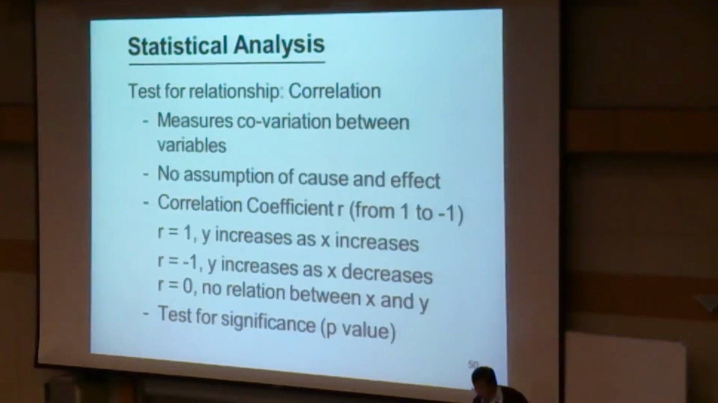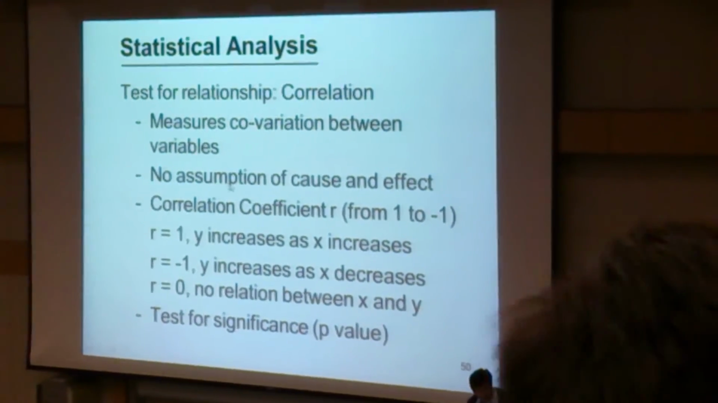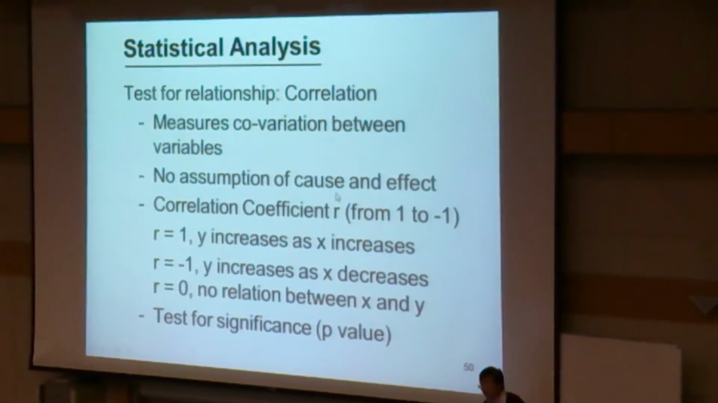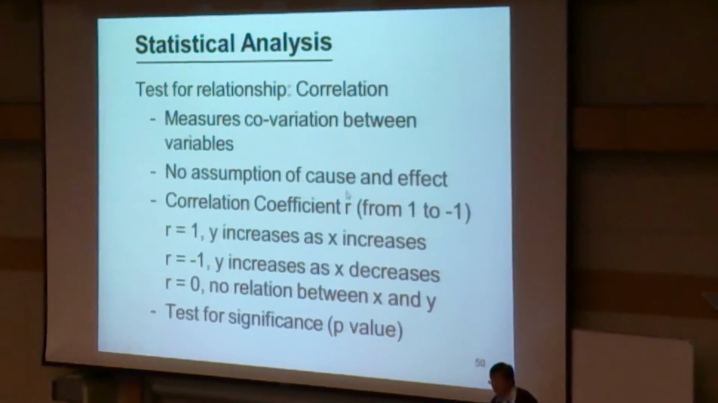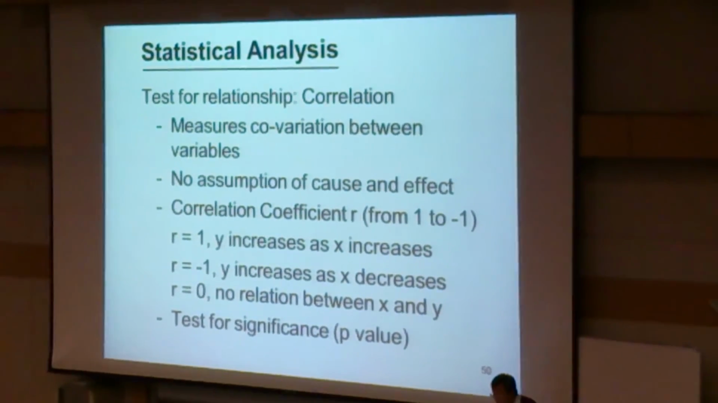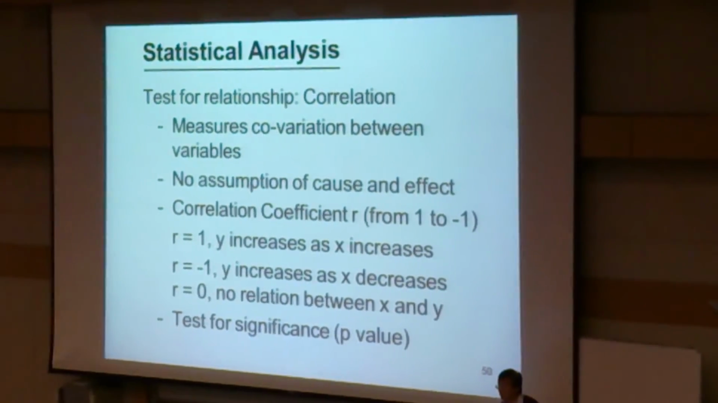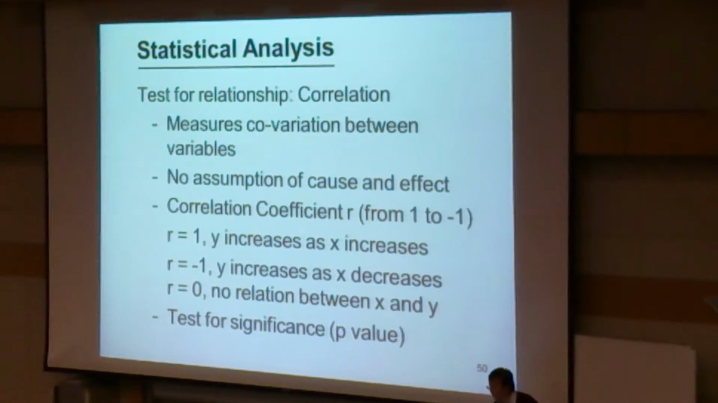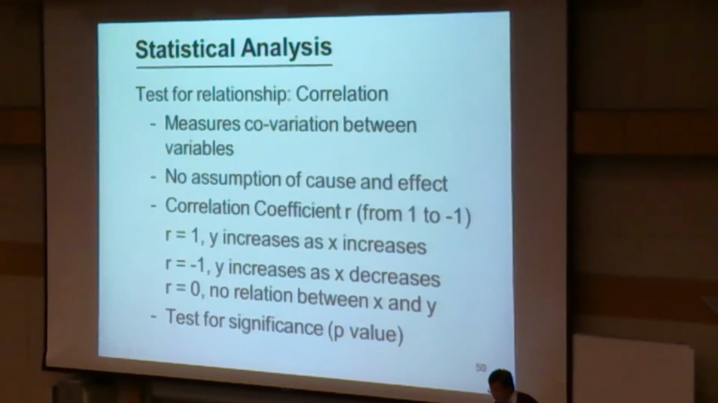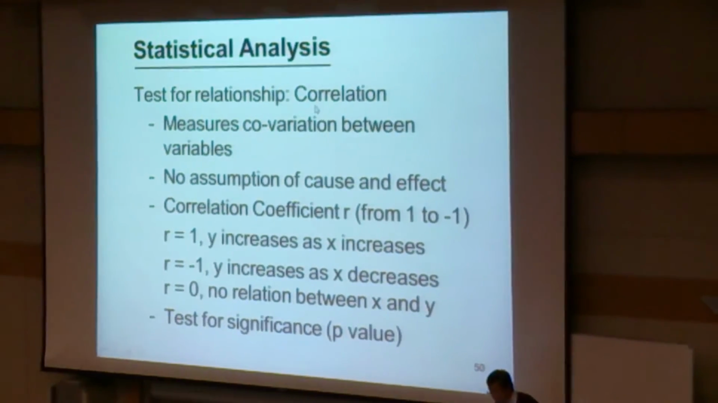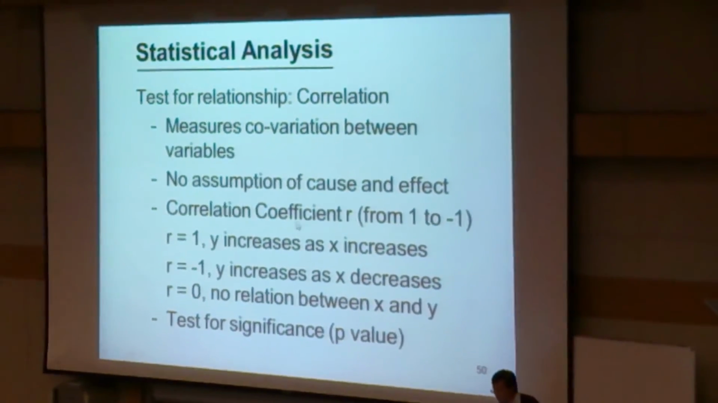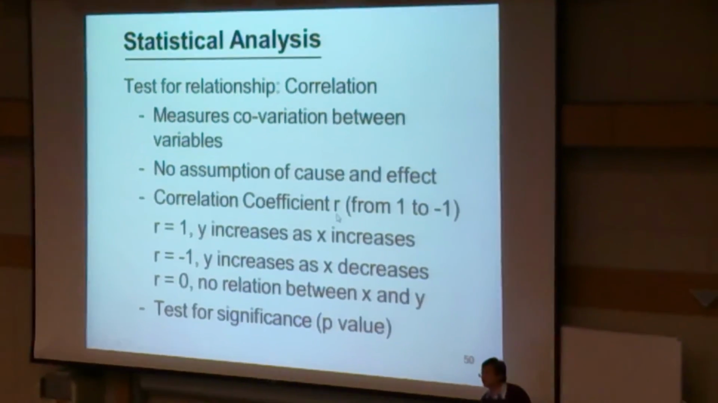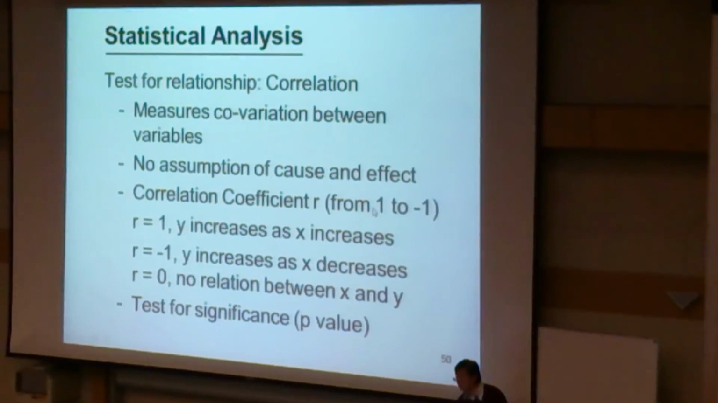In correlation, no assumption of cause and effect. In regression, you always have an assumption of cause being the x value and the y value being the effect. So correlation analysis is expressed in terms of this so-called correlation coefficient R. And this ranges from 1 to -1.